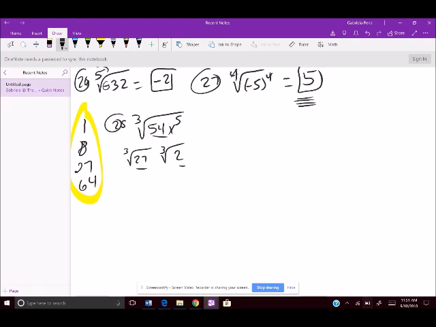And then this x to the 5th, how does that break down? Cube root of x cubed and cube root of x squared, because the 2 and the 3 give me the 5.